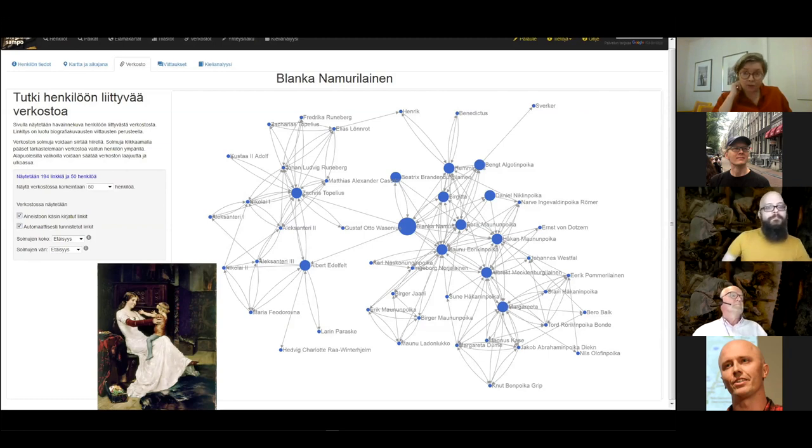Network analysis is something that historians have always been doing with pen and paper, so it's been a lot of work. Now you can do it just by clicking a button. But here's one example of these network graphs. This is the medieval Swedish queen, Blanca of Namur, and it includes on the right-hand side her connections in her own lifetime, mainly with the Swedish nobility. But also on the left-hand side, it shows Blanca's afterlife, the connections and the interest of artists in her story in the 19th century when she was painted and literature was written about her.